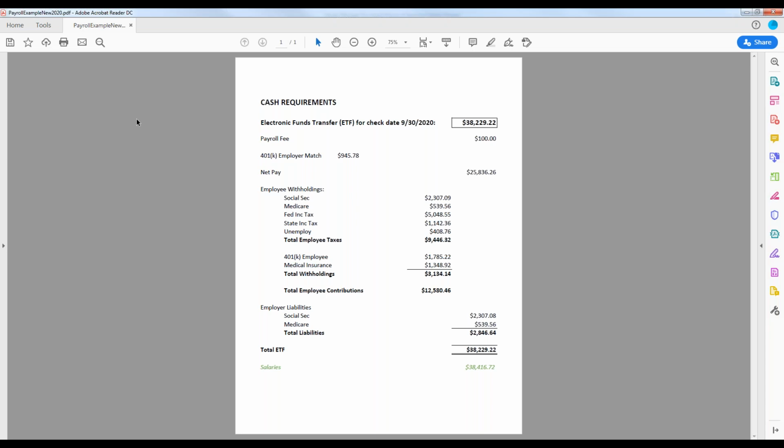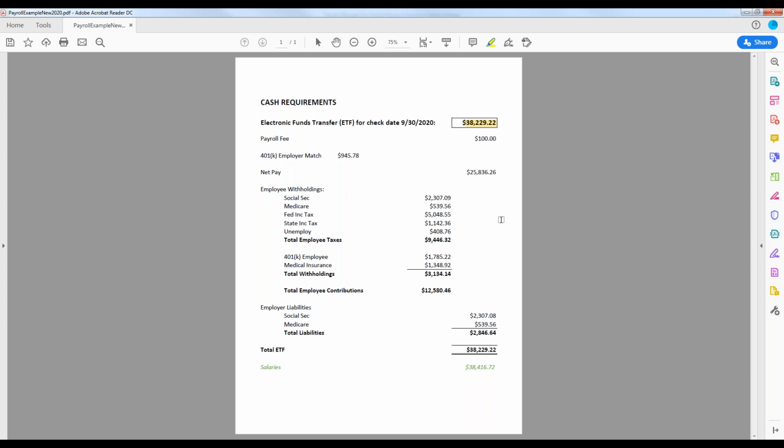In our example, let's assume that our company has multiple employees with employee contributions to both medical insurance and a 401k program. And we'll be paying our processing fee during payroll. This represents one of the more complicated scenarios, which is perfect for our example today. Let's take a look at the information given to us on our cash requirements report. The top of the cash requirements states how much funds they are going to withdraw or have withdrawn from our cash account. In this case, in our example, we have $38,299.22 withdrawn from our bank account.